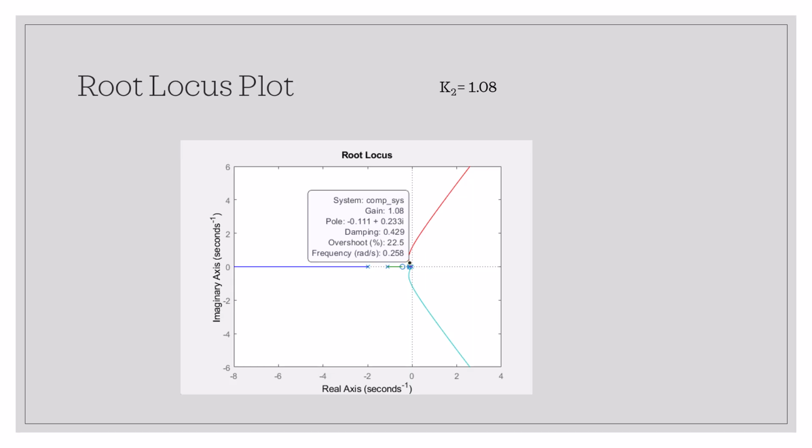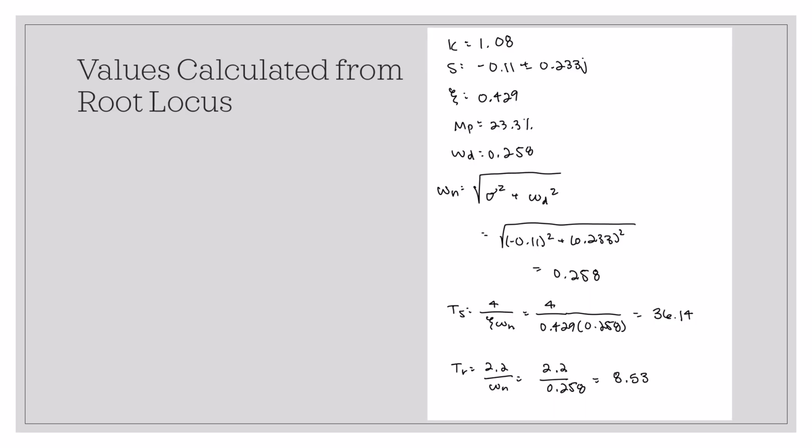From there, we can plot our root locus and do the same process we did to find our new K2, zeta, and pole locations. After we found our K2 from our root locus and our poles and our zeta, we do the same process again to find our performance characteristics.